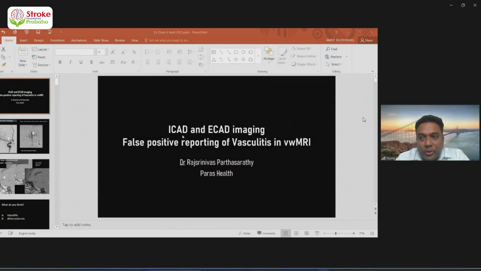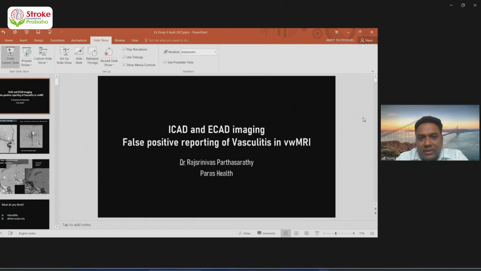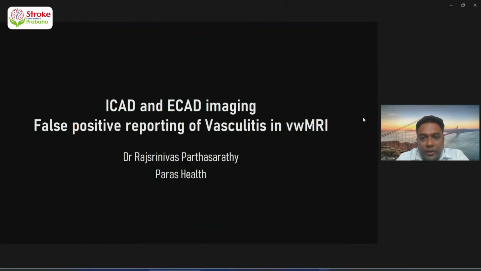Many times the reporting is not correct, and patients may have an incorrect diagnosis, and sometimes patients are put on long-term steroids when it probably isn't required. So I have appropriately termed it as false positive reporting of vasculitis in vessel wall MRI, because many times it's reported as vasculitis when it is not.